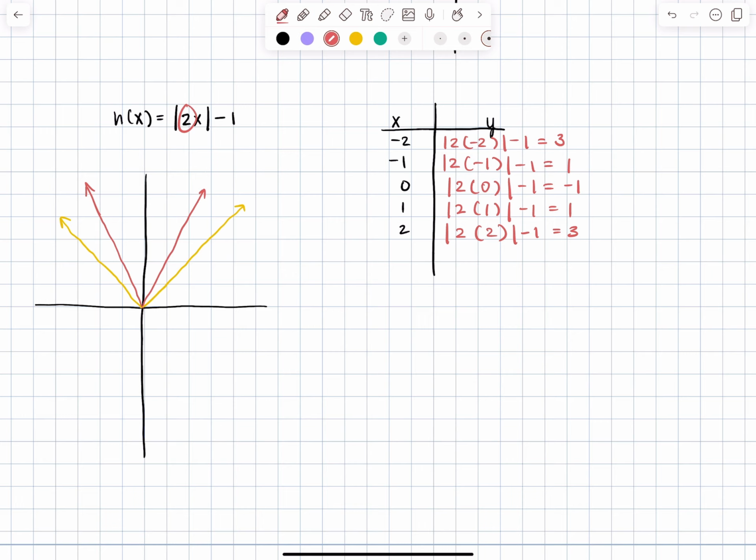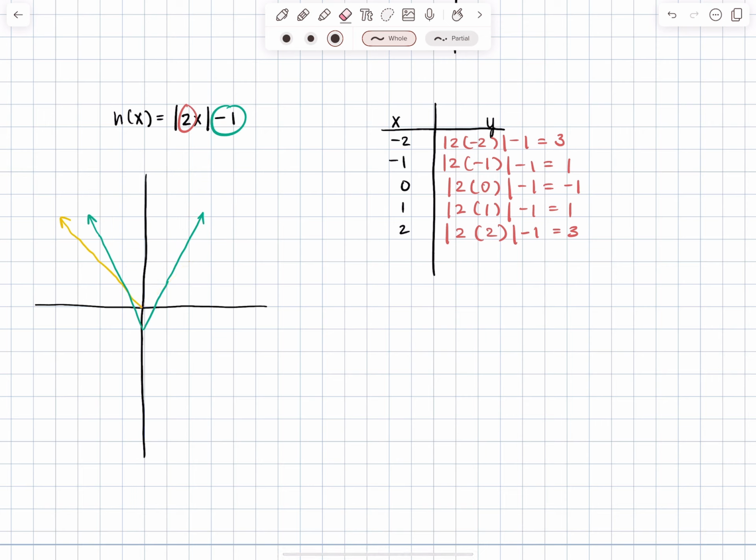So our pink one is our new one. Then we don't have any reflections. We don't see any negatives inside or outside for the x being multiplied with the x. So now we're going to move on to our last one, which is vertical translation. So we're going to move everything down 1. So your final graph should look like this. Perfect. So now I'm going to erase the pink and yellow lines. And so this is what we have from doing the transformations in order.